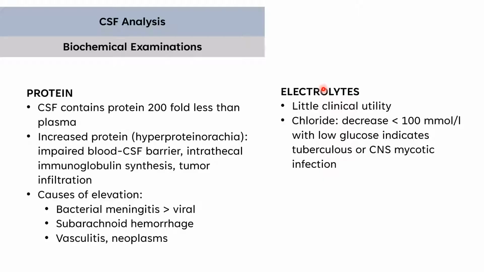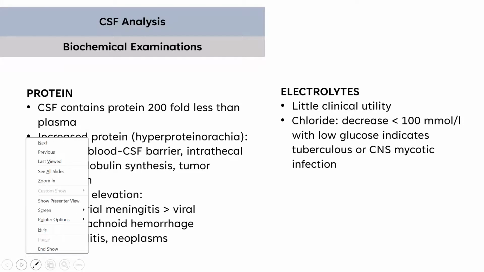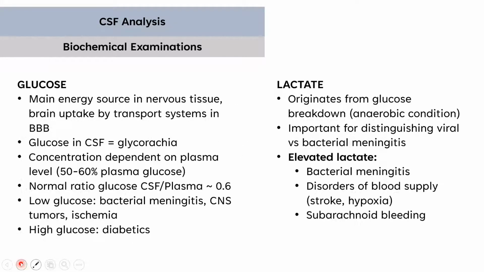Electrolytes can also be measured, although this has less clinical utility compared to the other parameters. The next one is glucose. Glucose, as we know from previous lectures, is the main energy source in the nervous system. However, even though it's the biggest source of energy, it is still tightly and strictly regulated.